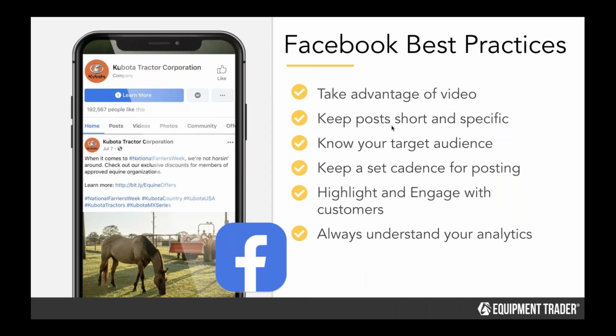And again, I cannot stress how important video content is on Facebook. Show off the features of a new model. You can do some behind the scenes videos to show customers what they can expect in your service department or even your finance office. If you have fun team building activities or potluck with the staff, again, get those out there on video. It doesn't have to be complicated.